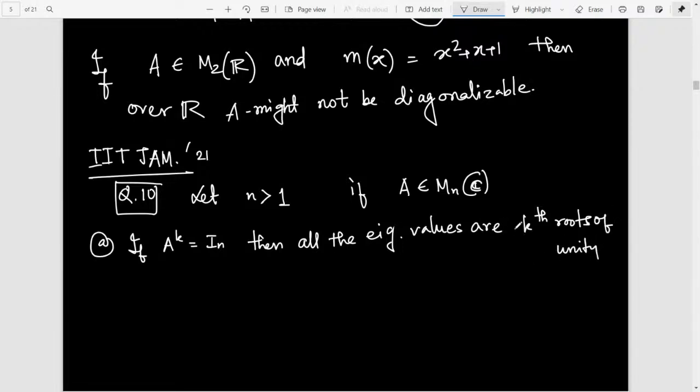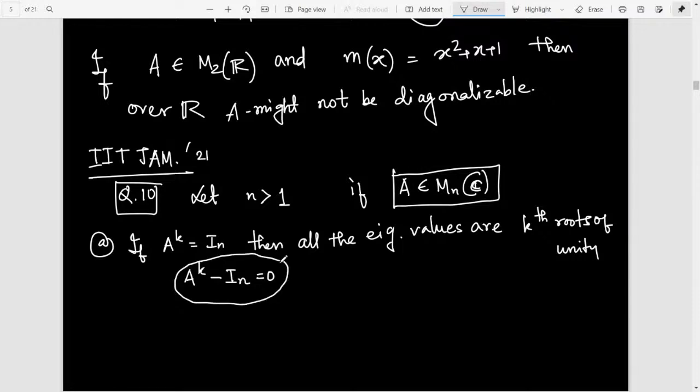And from the previous discussion, it is, because if you have A to the power k minus In is 0. So from the previous discussion, you can see that since it is in Mn of C, then the minimal polynomial has to be a multiple of this. And the moment the minimal polynomial becomes a multiple of this, and since it is over C, it splits. And thus it will contain all the kth roots of unity. I mean, not all the kth roots of unity, but the eigenvalues will be kth roots of unity, regardless of what k I am actually taking. K might be greater than n or less than.